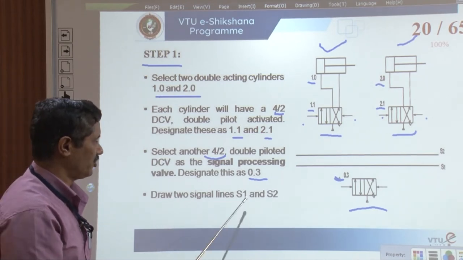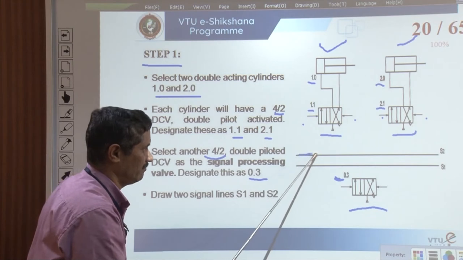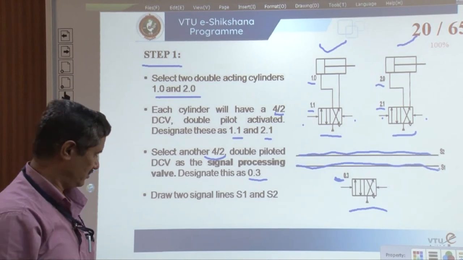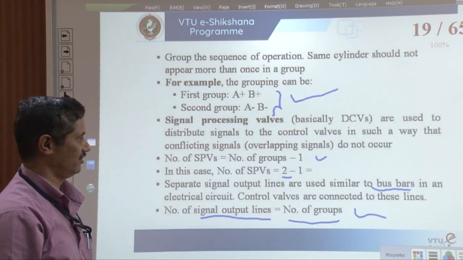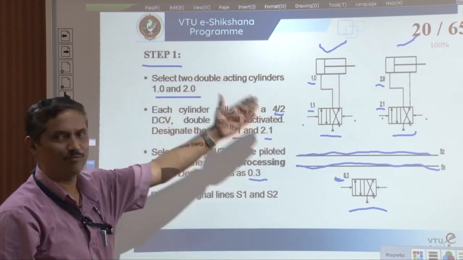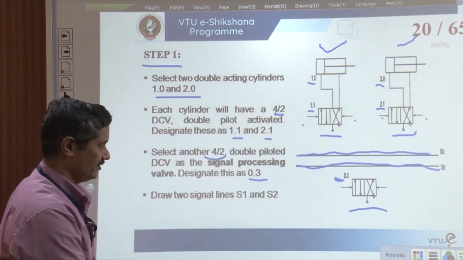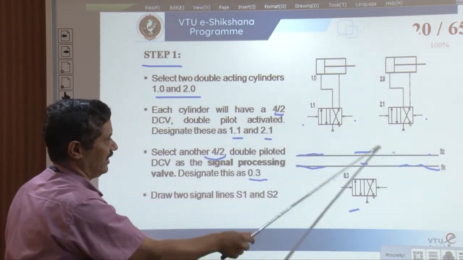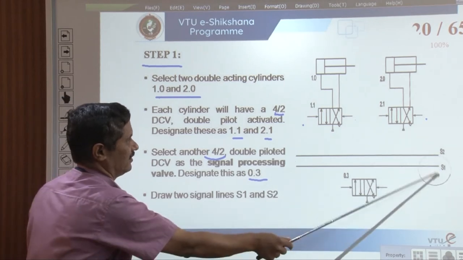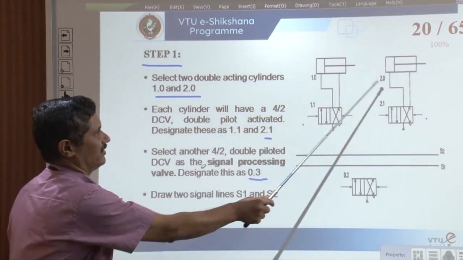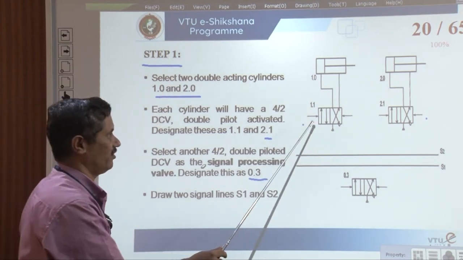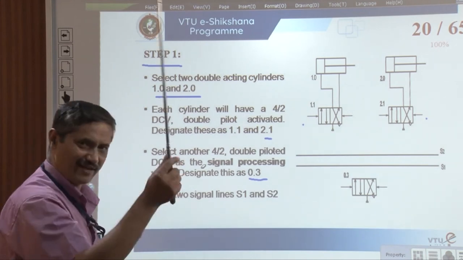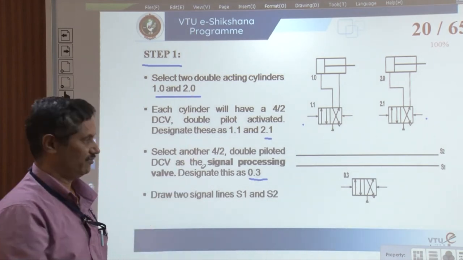Now draw two lines S1 and S2 in the middle like this. As said in the previous statement, this is how you have to move, and in the same fashion we are moving in the slide now. So, I have done these things. I have taken two cylinders, and I have taken two final control elements, both double piloted valves here, and I have taken one more double piloted 4/2, which I have kept below the branch lines S1 and S2.